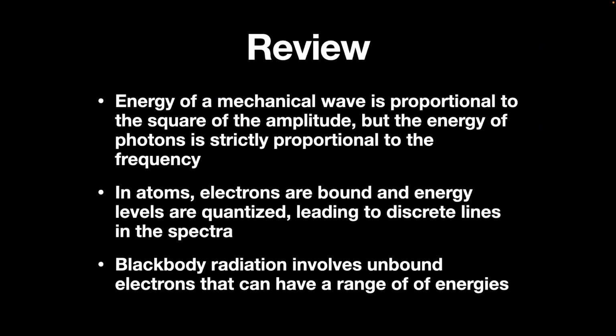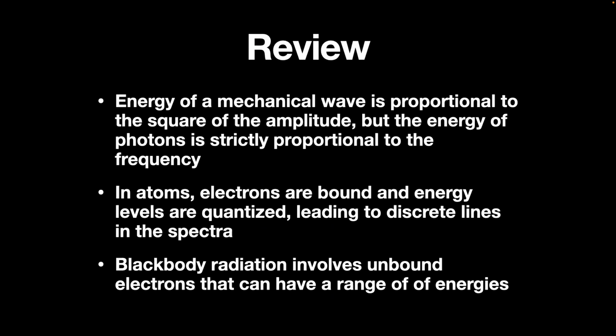So just a little review of what we have learned so far. Energy of a mechanical wave is proportional to the square of the amplitude, but that's not true for light, for photons. Energy of photons is strictly proportional to the frequency. In atoms, electrons are bound and energy levels are quantized, and this leads to discrete lines in the spectra. Blackbody radiation involves unbound electrons that can have a range of energies. So these are things that are important to understand.